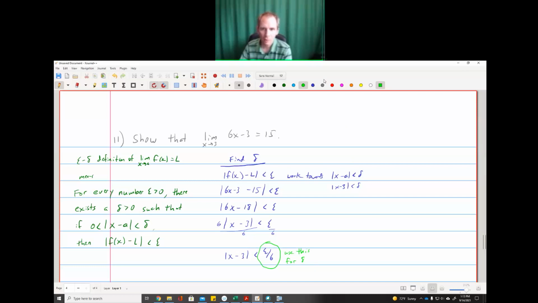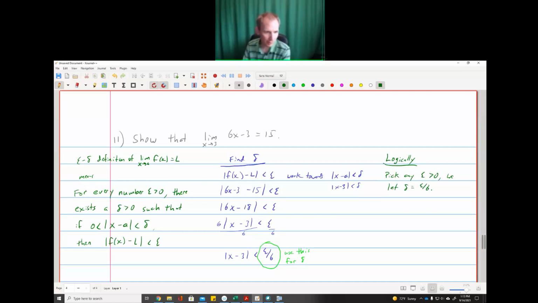Okay, now what I want to do is go through the problem again, but this time with proper logic, in a way that makes sense. So if you pick any number epsilon greater than 0, we let delta equal epsilon over 6.